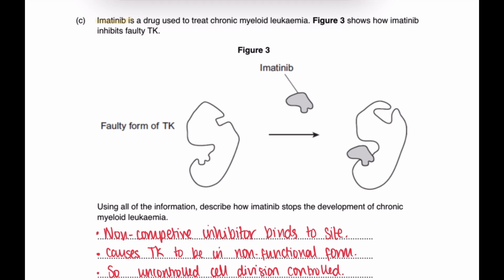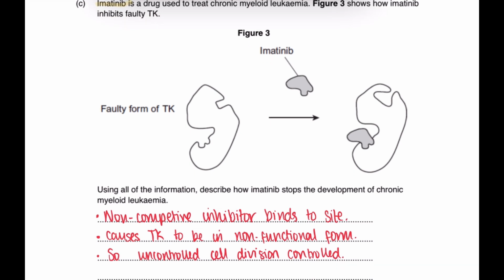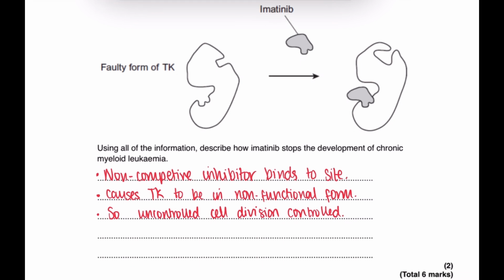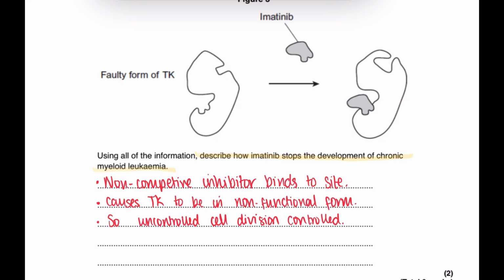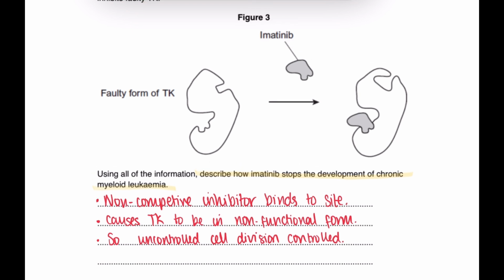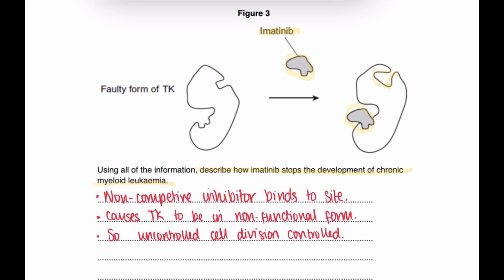Imatinib is a drug used to treat chronic leukemia. Show how this drug inhibits the faulty TK and use all the information to describe how this stops the development of the chronic leukemia. We can see over here that this is the drug they talk about. Once it forms, you can see that this changes the active site, so it can no longer bind to our substrate because the active site has changed, and the normal enzyme-substrate complex cannot be formed.